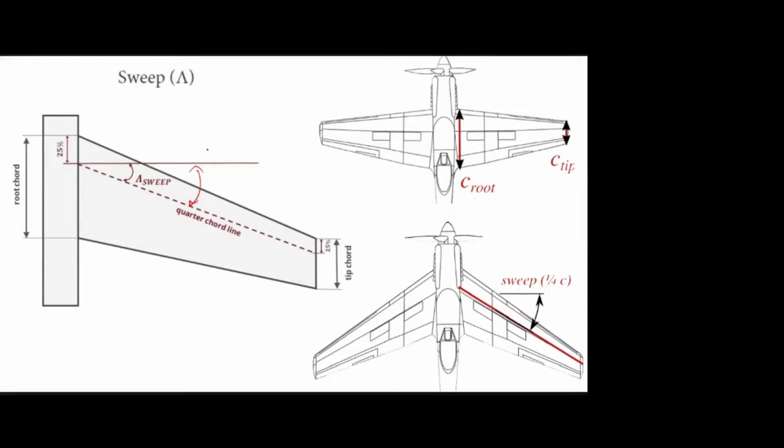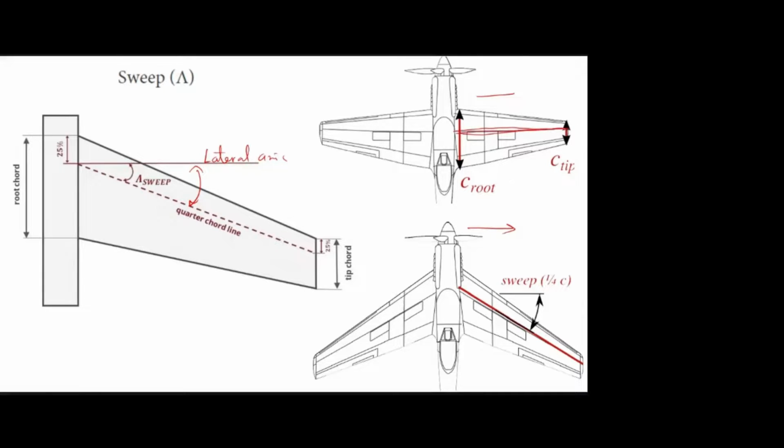The definition: it is measured between the lateral axis and the quarter chord line. So here I compared a straight tapered wing and a swept back tapered wing. You can see the difference. Okay, so this is the quarter chord line.